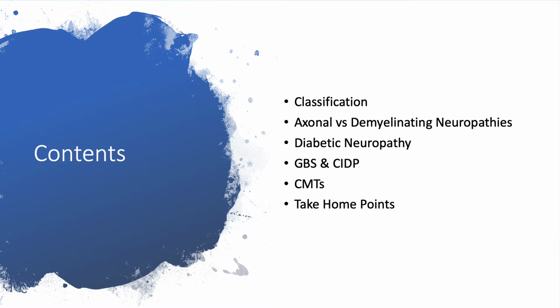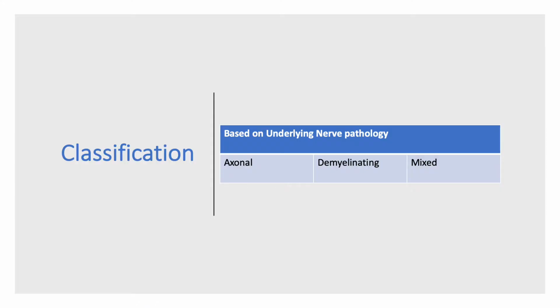Dr. Singhal, can you tell us how can we classify peripheral neuropathy? Sure, Dr. Khanna, thank you. Now, peripheral neuropathy can be classified on different types of basis, but based on the underlying nerve pathology, we can mainly classify into axonal and demyelinating neuropathies. And in our subsequent slide, we'll be talking more about these with examples and cases. And then there are certain mixed type of neuropathies where you see both axonal and demyelinating pathologies.